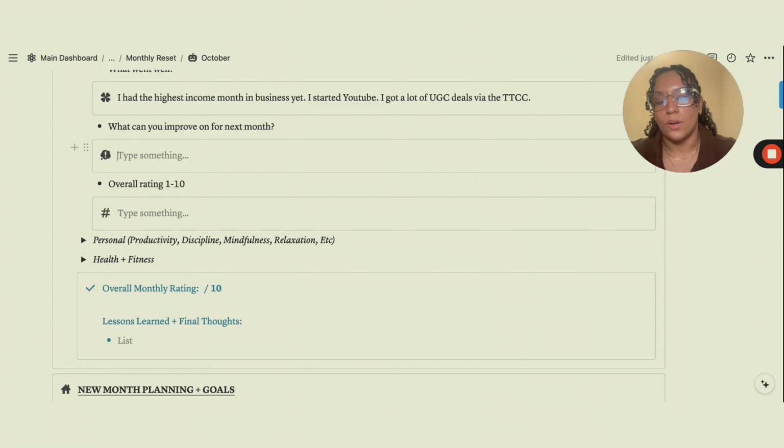Next is what can you improve on for next month? For me personally, I've noticed since I started YouTube and have had some more UGC deals, like I said before, my workload has been higher and I've had a hard time detaching from work and kind of just relaxing. So I'd say that's something I definitely need to improve on for next month because I can so see burnout happening if I don't.